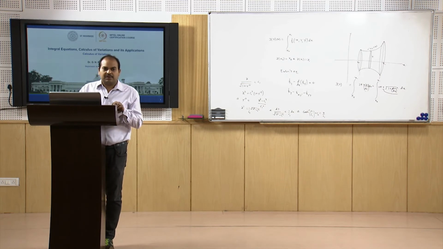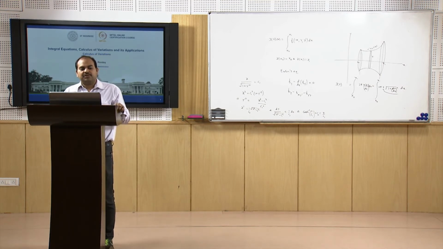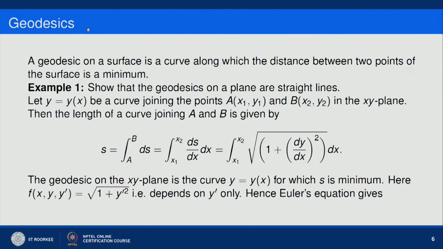Now let us take one very important example of this Euler's equation, and that is finding the curves which minimize the distance between any 2 points on a given surface. That is known as a geodesic. So a geodesic on a surface is a curve along which the distance between 2 points of the surface is a minimum.